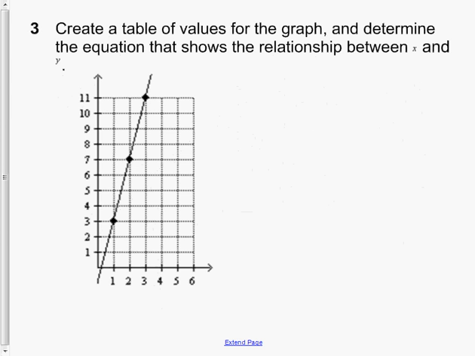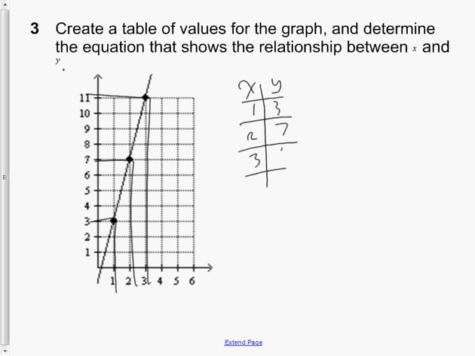In question 3, we're given this graph, and it says create a table of values for the graph and determine the equation. So I'm going to write my x and y here first. The 3 points that I know, if I look carefully, are where x is 1, x is 2, and x is 3. When x is 1, y is 3. When x is 2, y is 7. And when x is 3, y is 11.